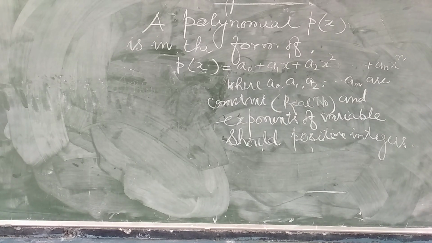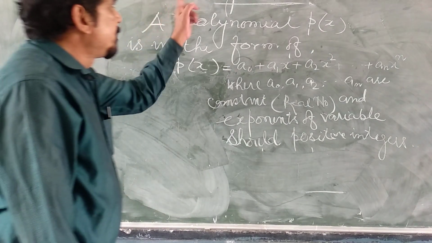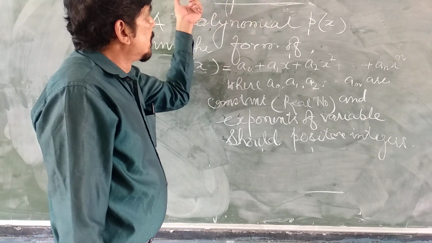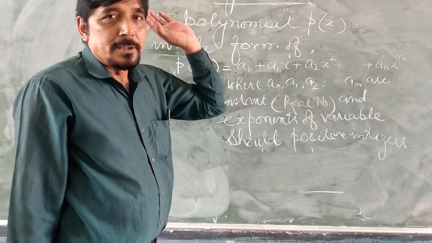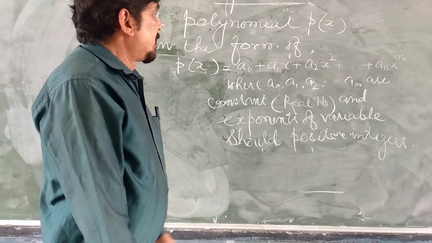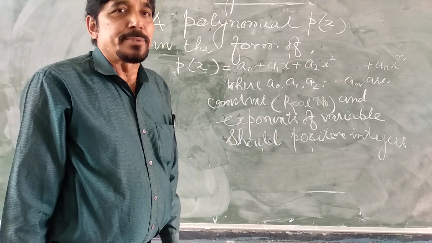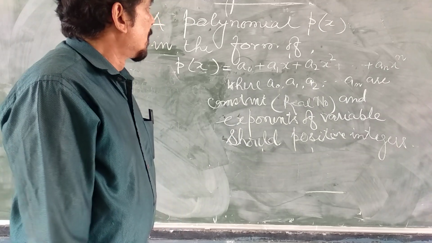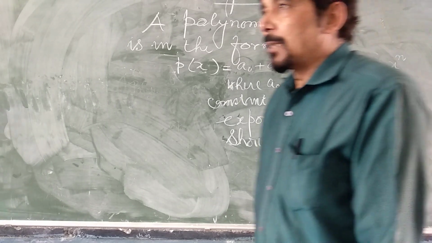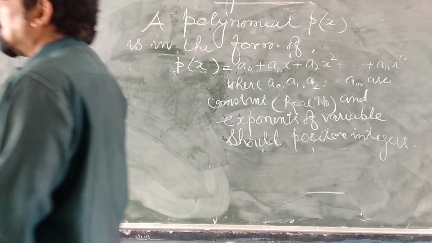Everyone is aware of polynomials. The name is polynomials. It is made of poly and nomials. Poly means many, nomials means terms. Algebraic expressions having many terms are said to be polynomials with certain conditions. What should be those certain conditions?